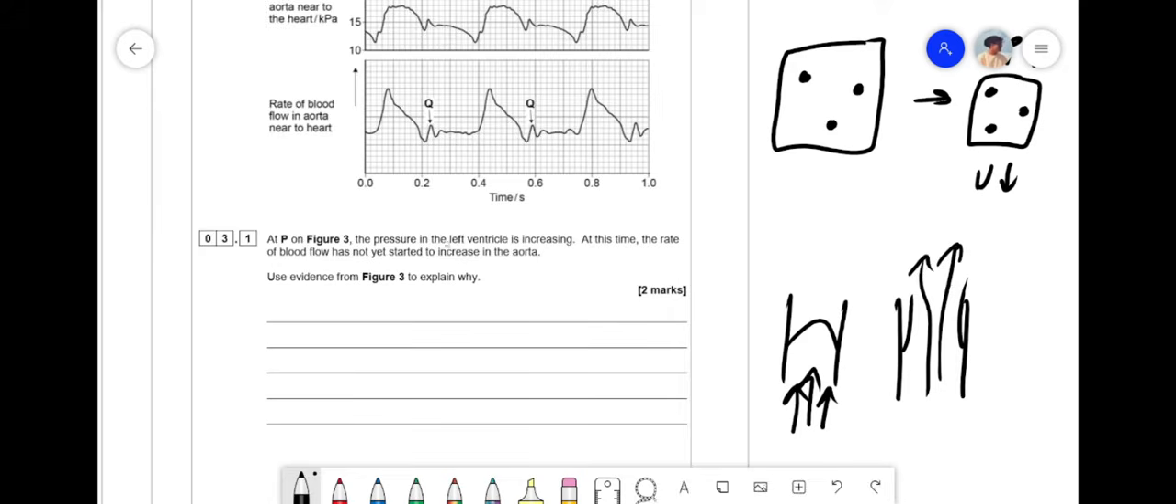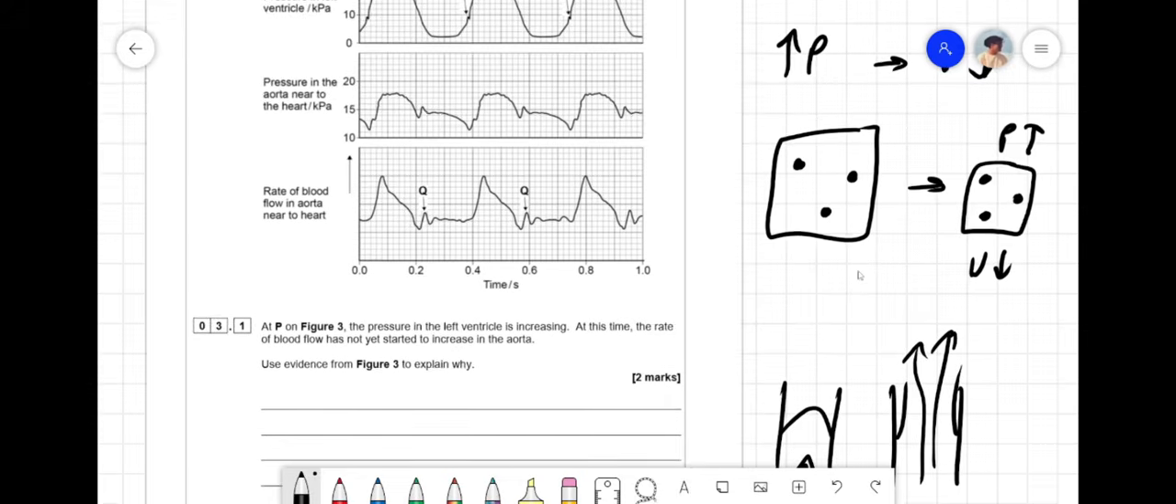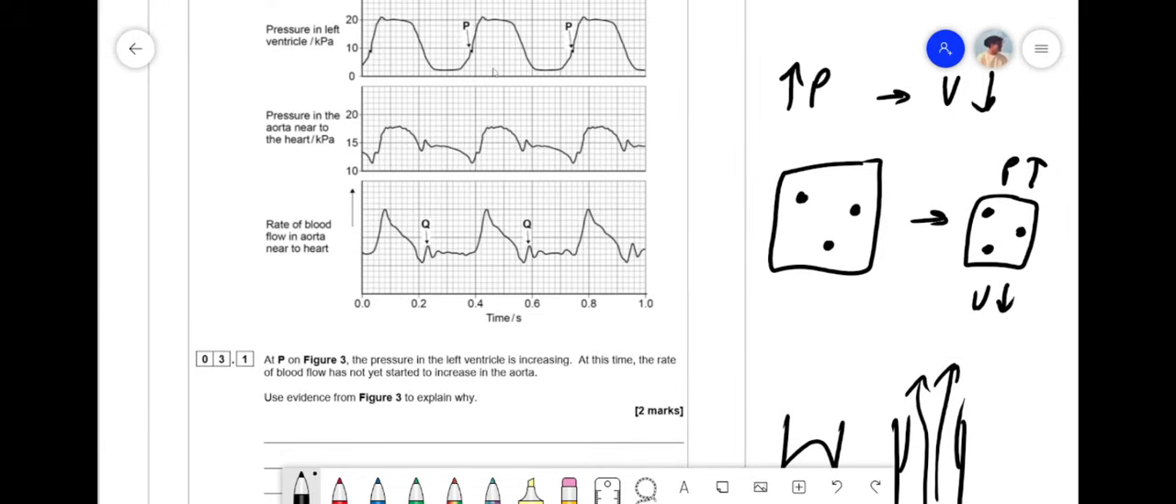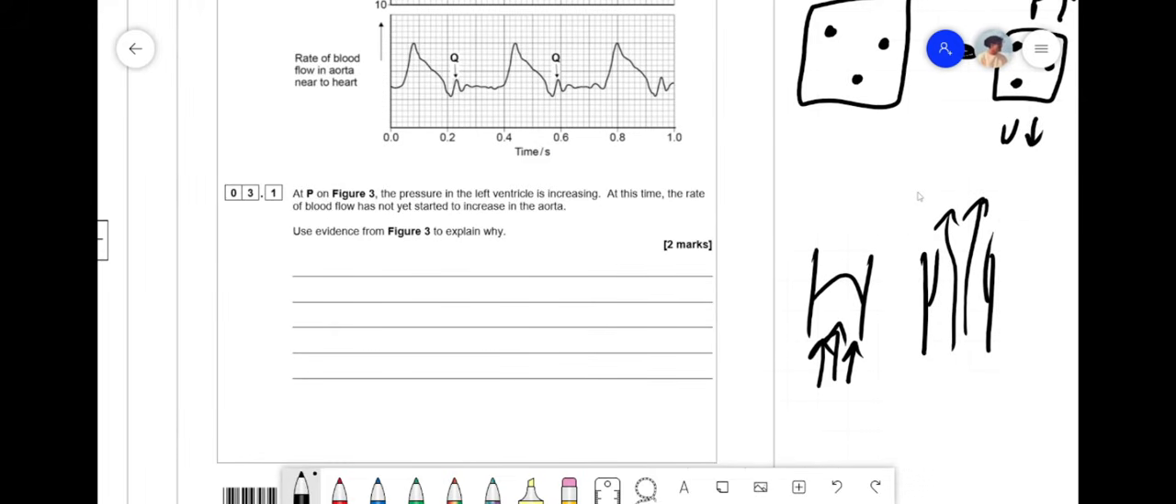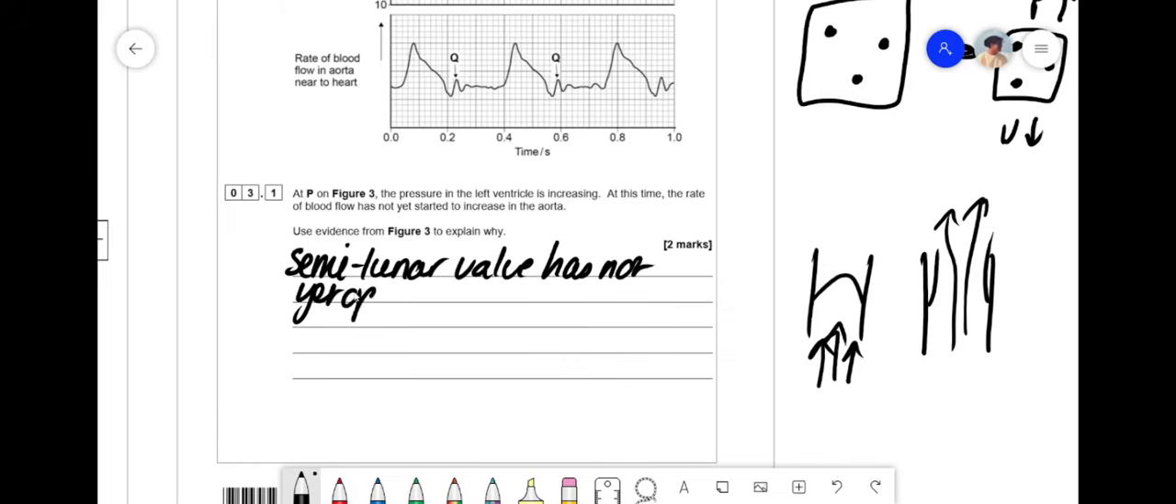So it says here the pressure is increasing at P, but it's probably not reached high enough for the valve to open here. So you would say here that you can say aortic or semilunar, either's fine. The semilunar valve has not yet opened. That's one mark. We need to clarify why.